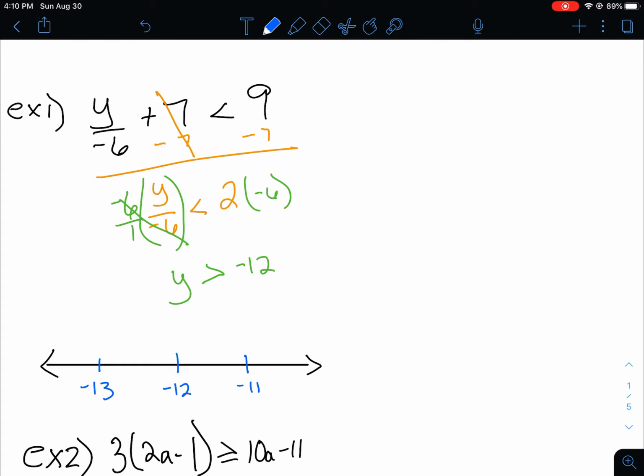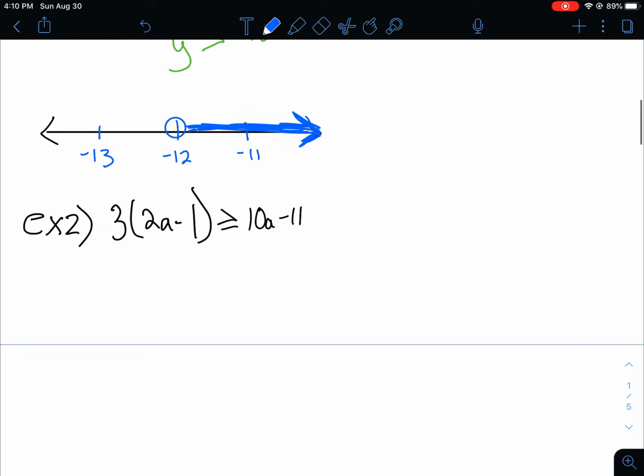Oops, I thought I could just do this. There we go, open circle over -12. And then I'm going to shade or point my arrow to the right. And the reason for that is because it says y is greater than -12. So numbers that are greater go to the right on my number line. All right.